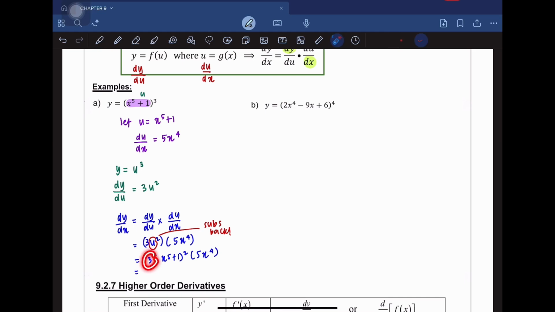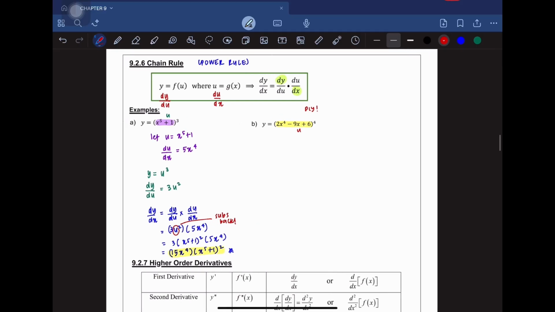Same as before, kita boleh darab yang ni sama kan. Kalau tak nak pun tak apa. So we have 15x power 4 (x^5 plus 1) square. So this is your final answer. For B you can try by your own juga. So do it yourself. So this case pun sama, your u will be the one inside. This is your u. Okay, so give it a try.